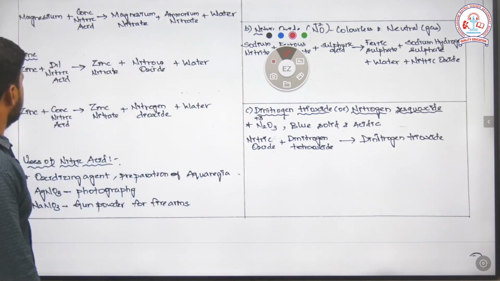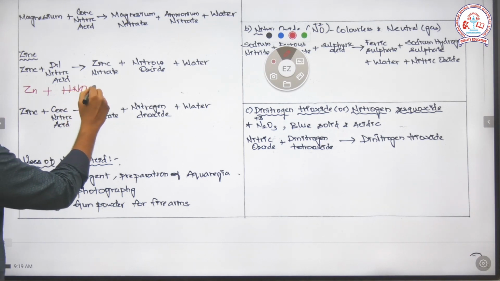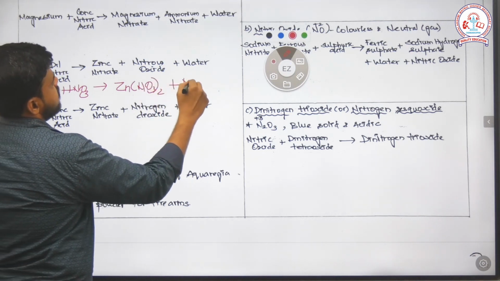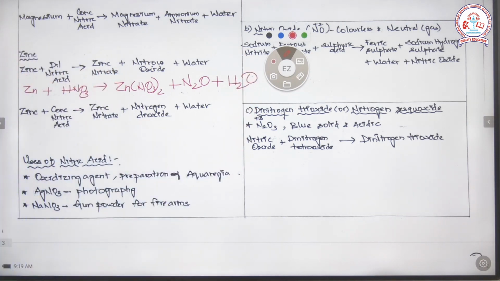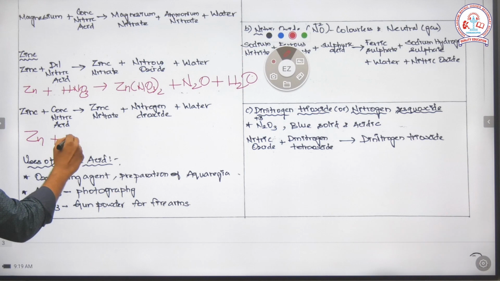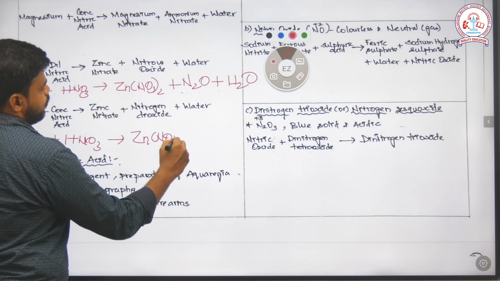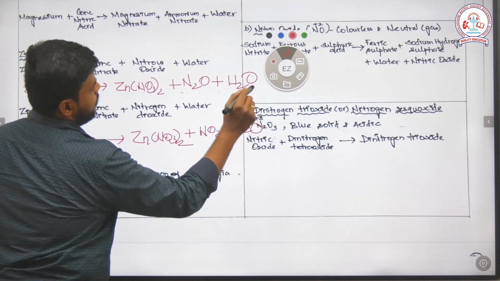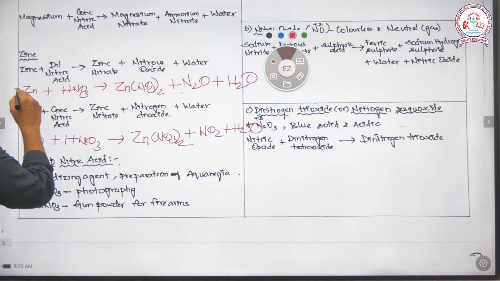Let's check. See, zinc reacts with the dilute nitric acid to form zinc nitrate plus nitrous oxide plus H2O. Then here also zinc reacts with the nitric acid to form zinc nitrate plus nitrogen dioxide plus water. See, here with the dilute nitric acid, assume that zinc reacts.